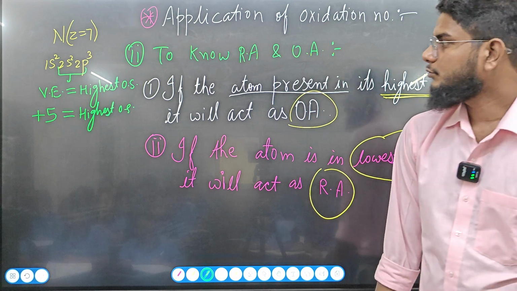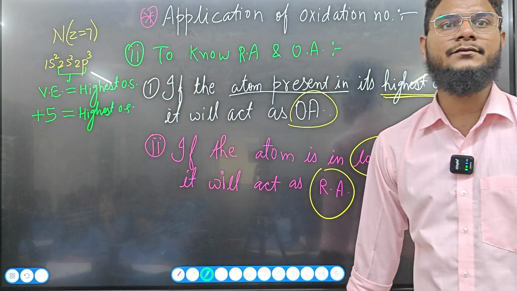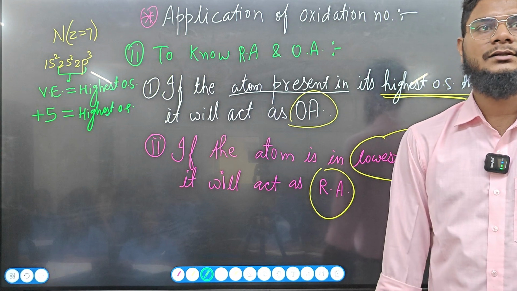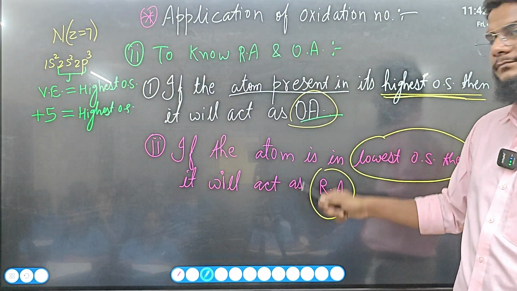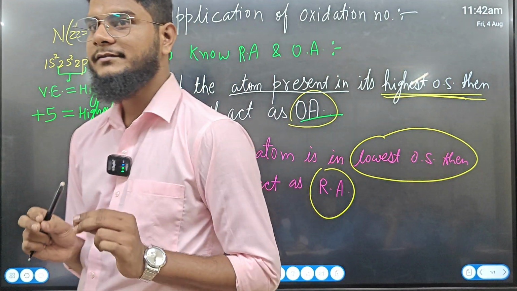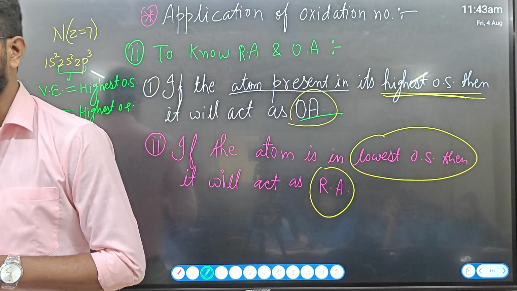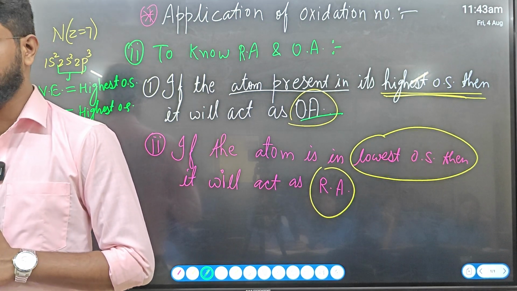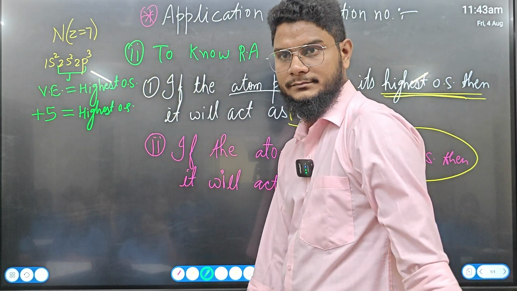Clear? So if nitrogen is present in +5 oxidation state, it will act as an oxidizing agent, right? If any atom is present in its highest oxidation state, then it will act as oxidizing agent, right? Okay. How to find the lowest one?